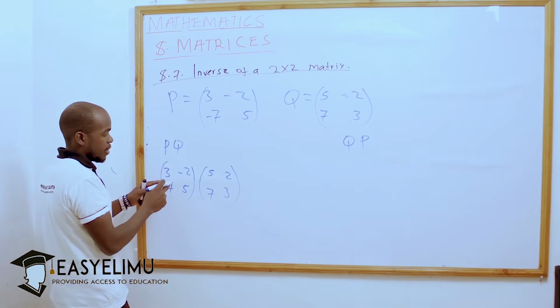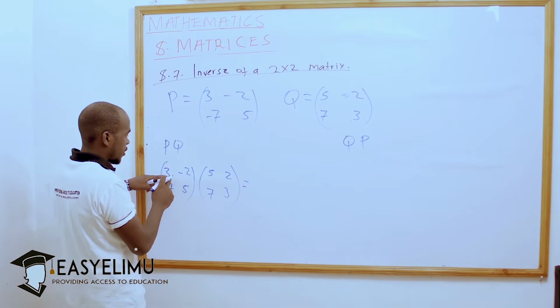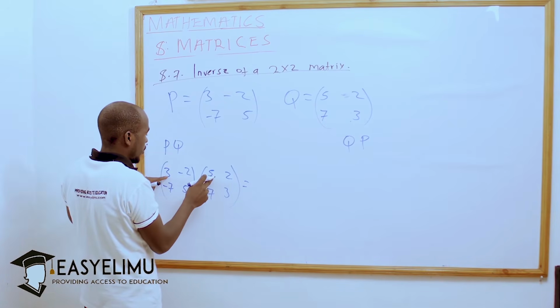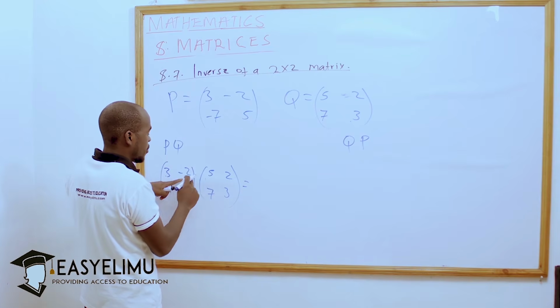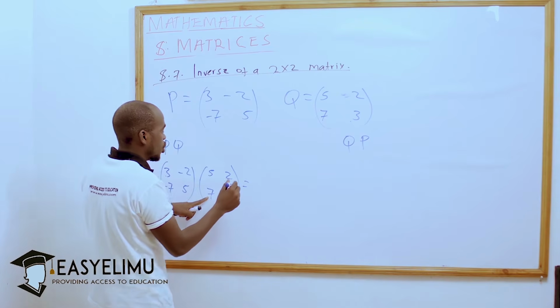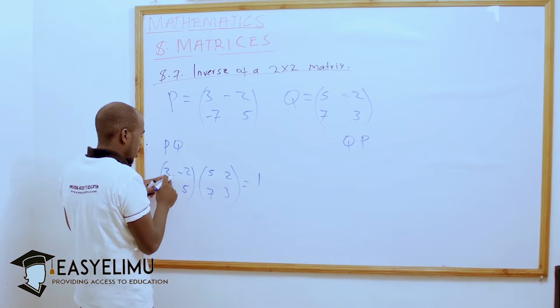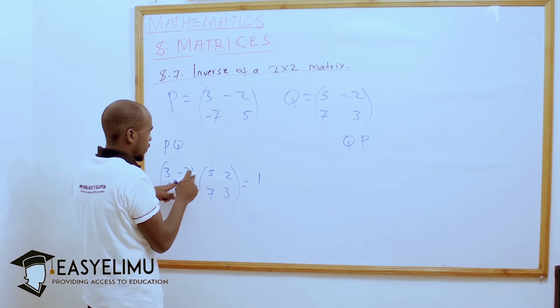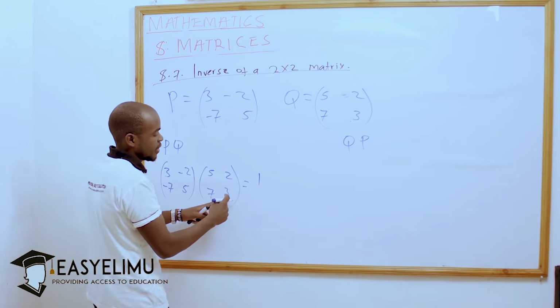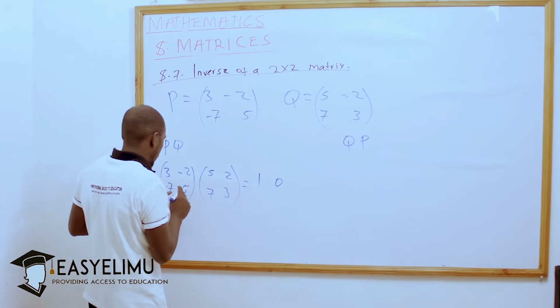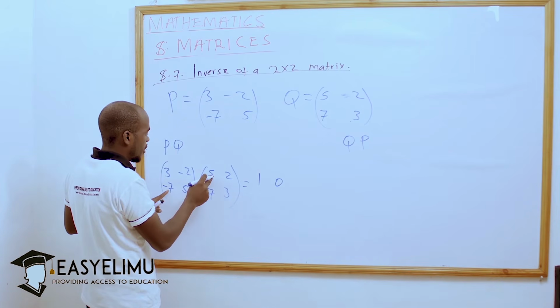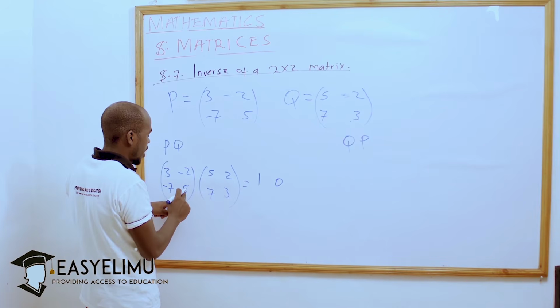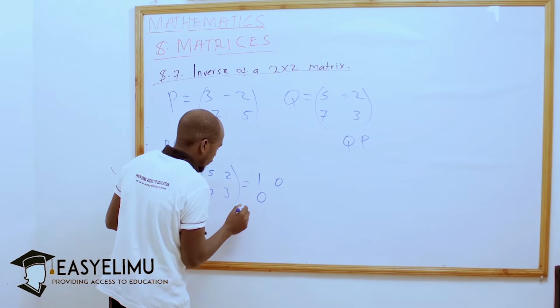And we shall see if we multiply, we are going to get 3 by 5, which is 15, minus 14. We are going to get 1. 3 by 2 is 6, 6 minus 6 is 0. -7 by 5 is -35, plus 5 by 7 is 35, so 0.